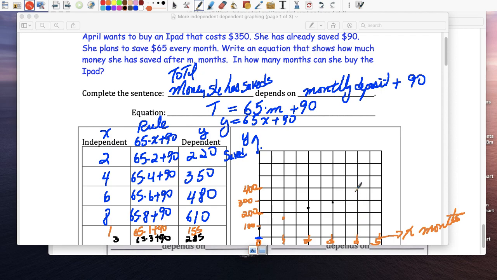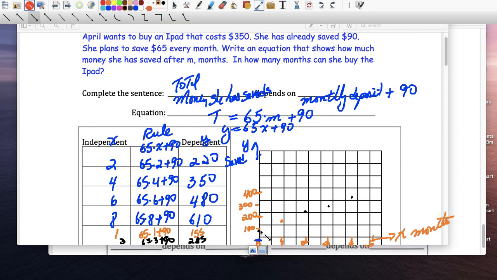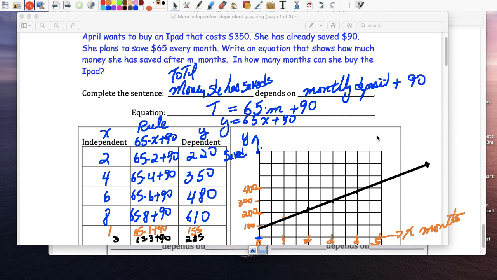4 months, which would be 350, is right here. We can create a line and extend that line. And this is y equals 65x plus 90: $65 per month, where x represents the months, plus the $90 she already had in her account or piggy bank. So in how many months can she buy the iPad? Here's our answer. In 4 months, she could have her iPad.